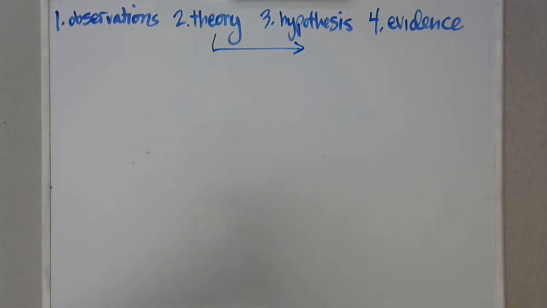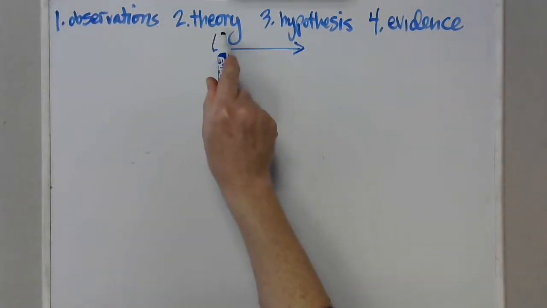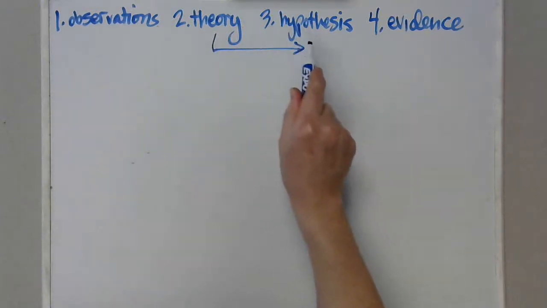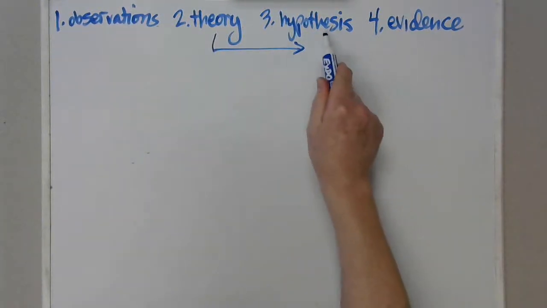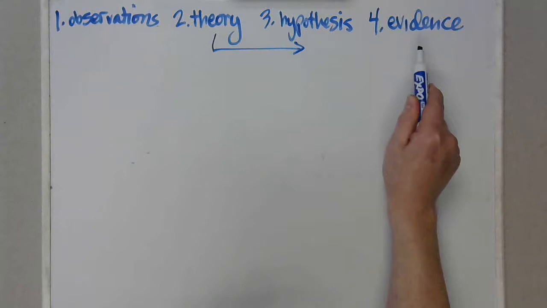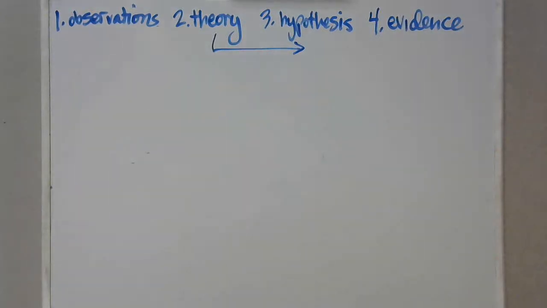Having developed a theory, the way that you proceed to test or validate the usefulness and value of your theory is by deriving from that theory testable hypotheses that then yield evidence to either support or challenge that theory.